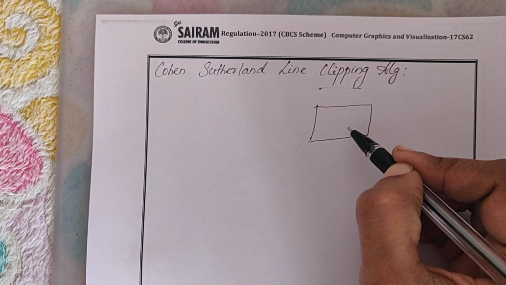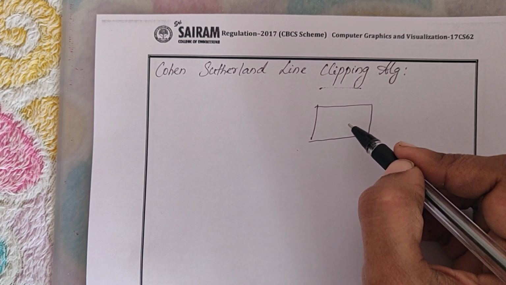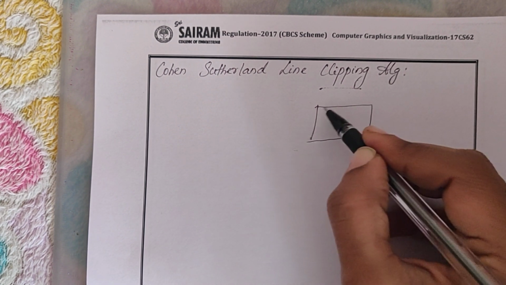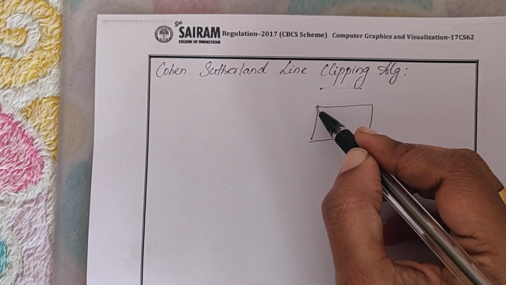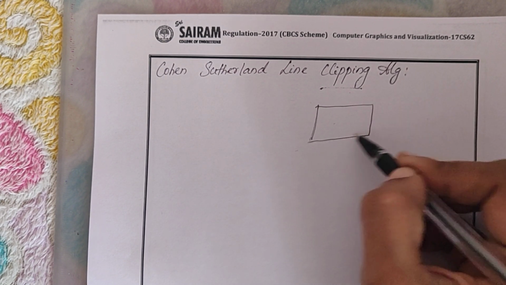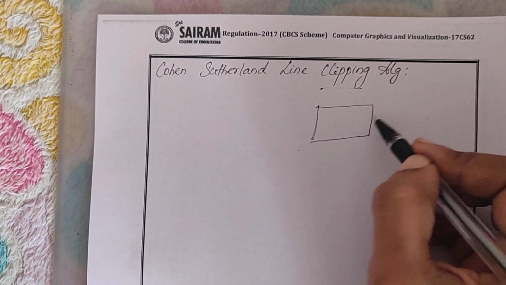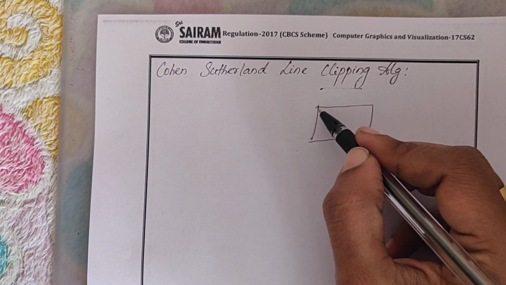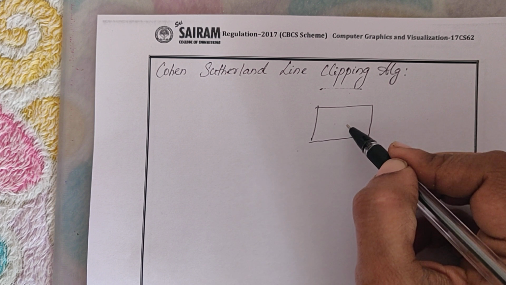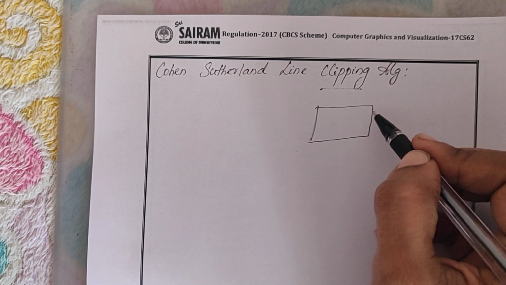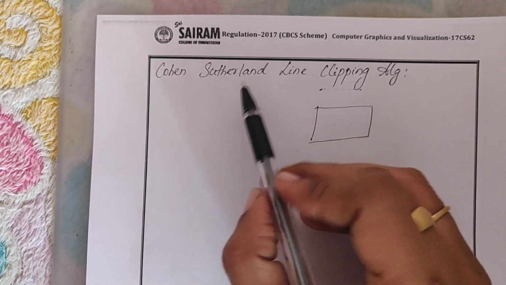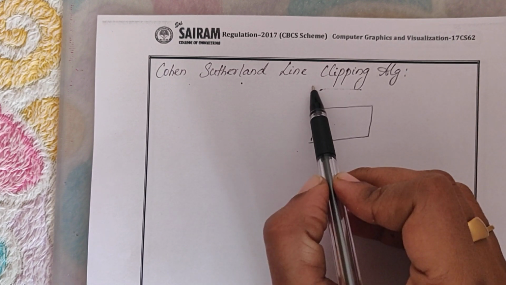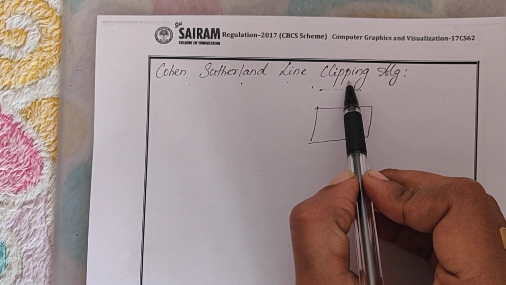Clipping is a procedure that identifies whether a portion of an image is inside or outside of a specified region. This region is the clipping window, and I can design this clipping window in any size, any shape, and any orientation. It is not necessary to design a clipping window only in a rectangular shape. And today we'll be discussing the Cohen-Sutherland line clipping algorithm to find the visible part of a line.